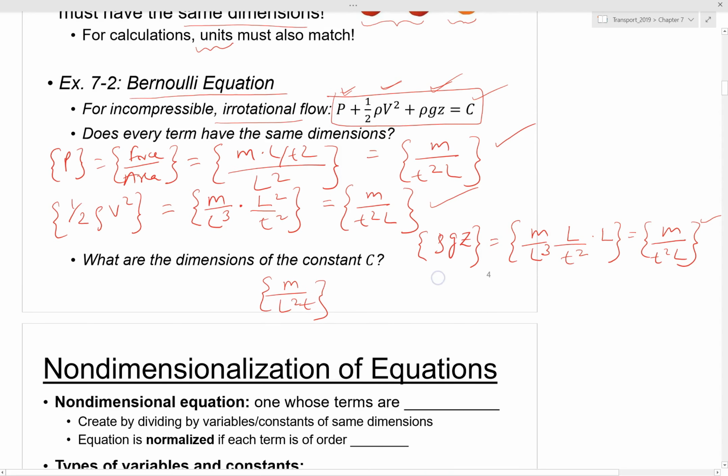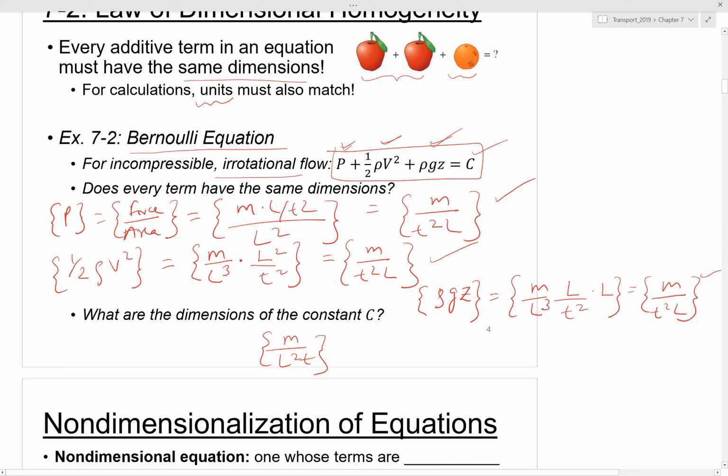So just to give you some perspective, this particular equation, as you scale a system, your variables will also change. Pressure term will change, density term will change, velocity will change, right?